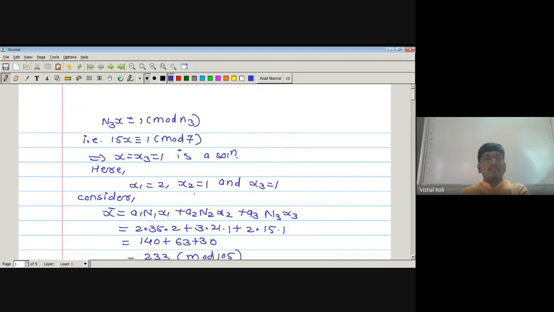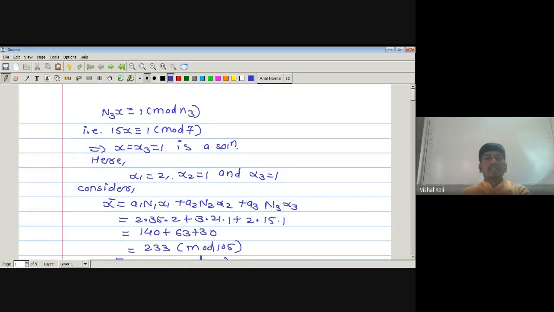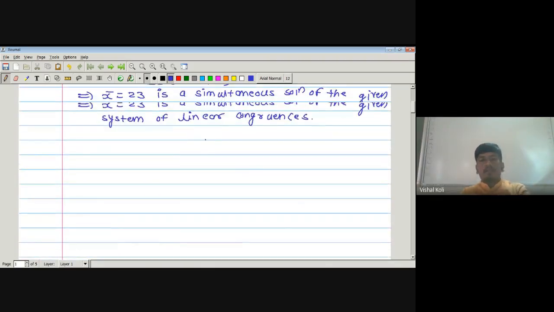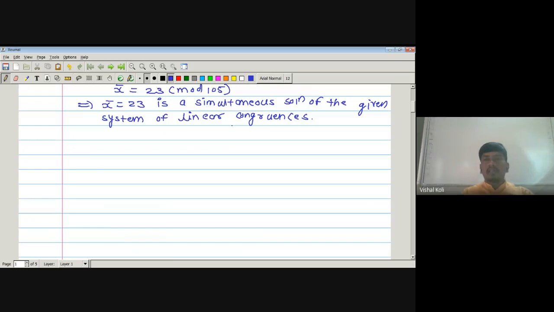Let us check whether this 23 is a solution of the given system of linear congruences. The given system is: first one is x congruent to 2 modulo 3, second one is x congruent to 3 modulo 5, and third one is x congruent to 2 modulo 7. Now we have to put the value x equal to 23. 23 minus 2 is 21, and 21 is divisible by 3. Therefore, first one holds.